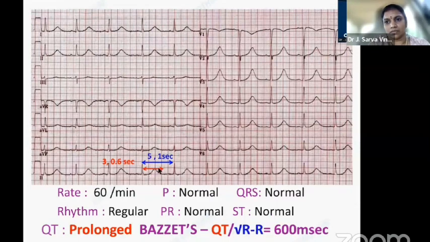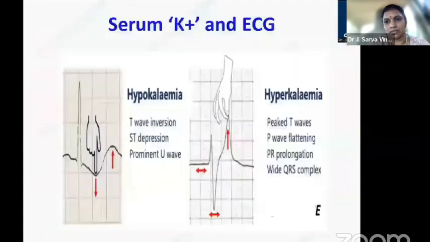So the QT interval here is around 0.6 seconds and the RR interval is around 1 second. So the QT interval is around 600 milliseconds. The normal QT interval is around 450 to 480 milliseconds in males and females. So here it is prolonged. This prolonged QT interval can lead to torsades de pointes or polymorphic ventricular tachycardia.